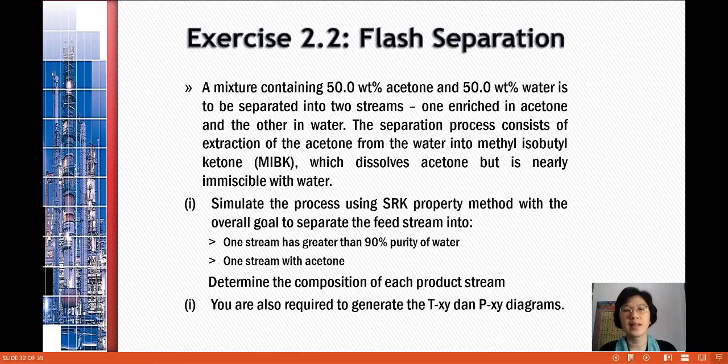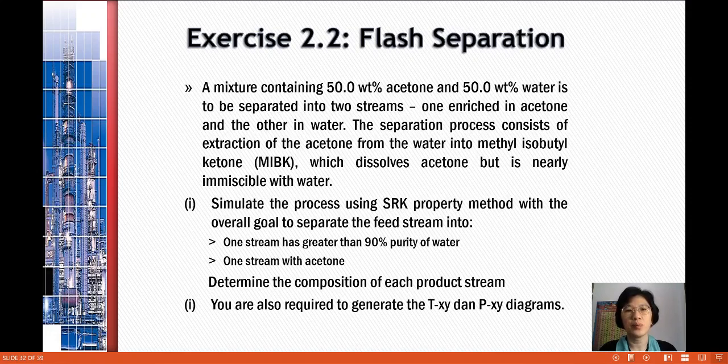Here we have another exercise, 2.2, also on the flash separation. The problem is about a mixture of 58% acetone and another 58% water, and it has to be separated into two streams, one enriched in acetone and the other enriched in water. The separation process consists of extraction of the acetone from water using methyl isobutyl ketone (MIBK), which will dissolve acetone, but it is immiscible with water.